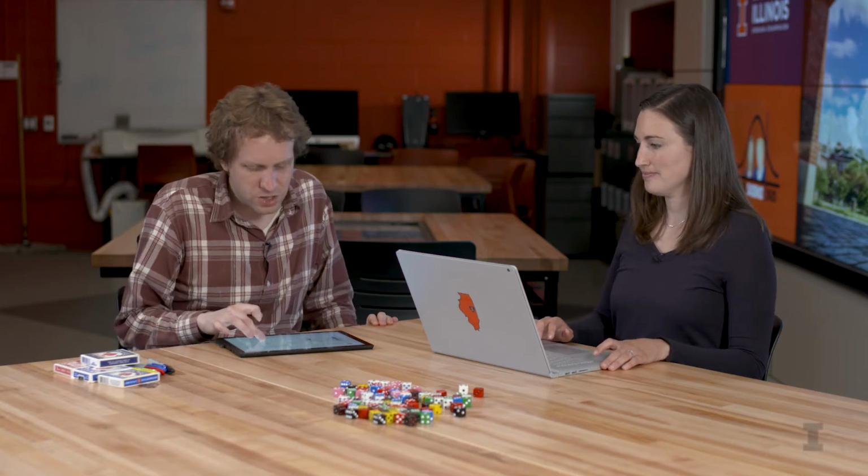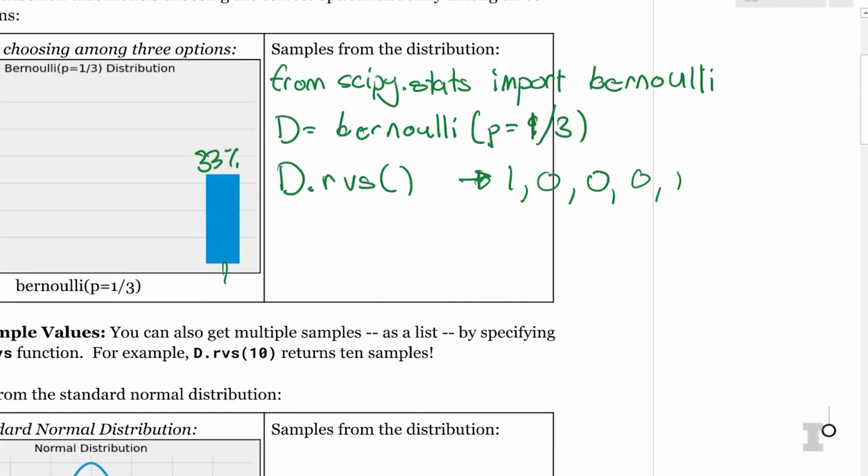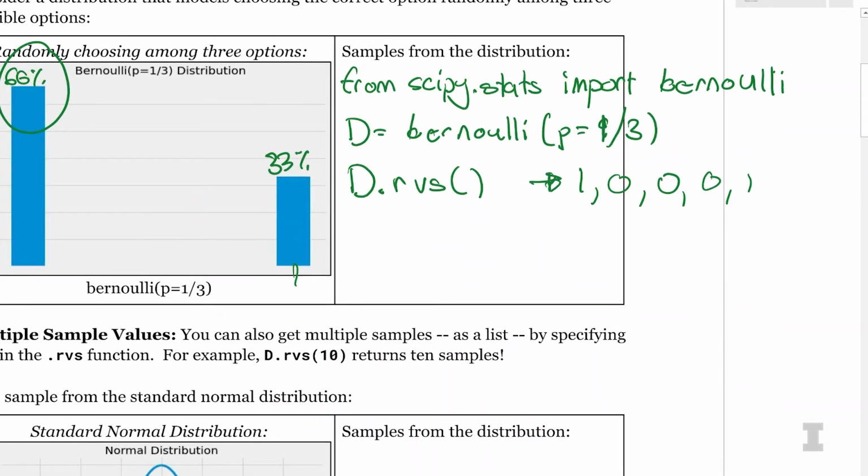But this is kind of tedious, so we often want to sample multiple values. You can actually give a parameter or an argument to the RVS function. So if we do D.rvs, we can take 10 sample values, for example. So D.rvs of 10 gives us 10 sample values as a list.